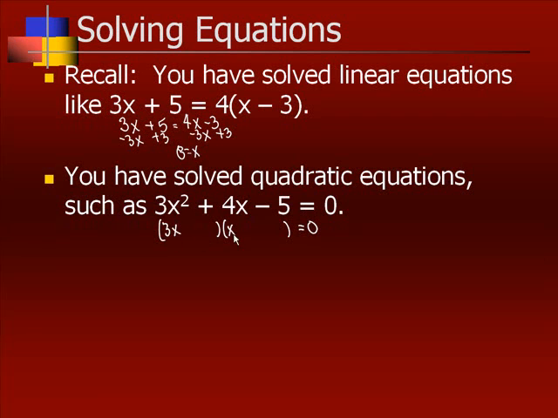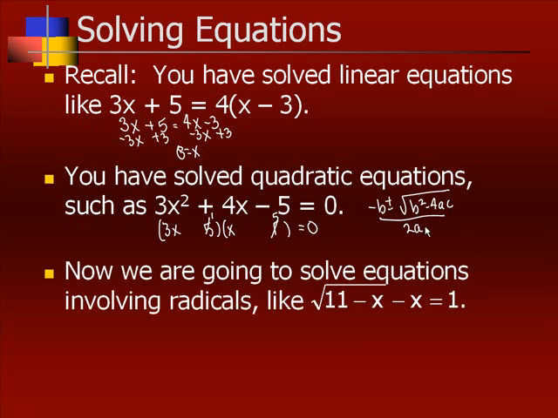Let's see if that'll factor. 3x and x, 5 and 1. That won't work. 1 and 5. That won't work. So if it won't factor, we do our quadratic formula. Negative b plus or minus the square root of b squared minus 4ac all over 2a.